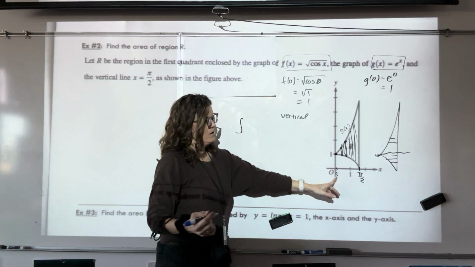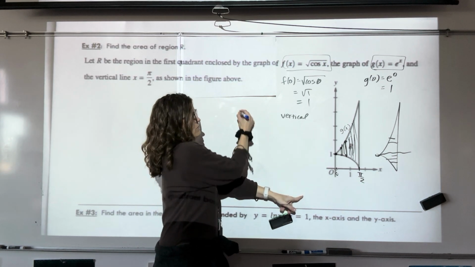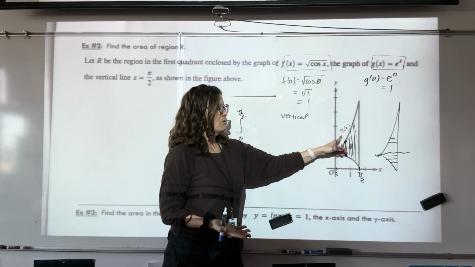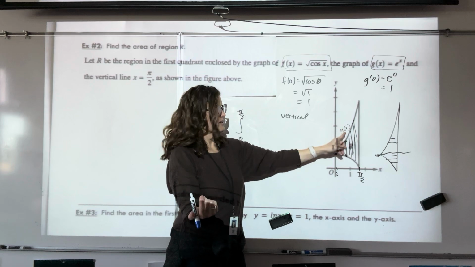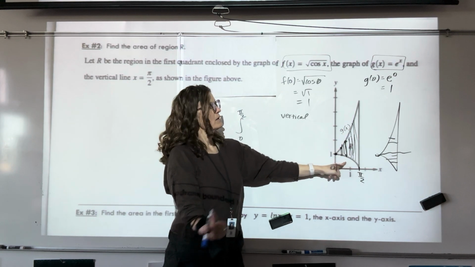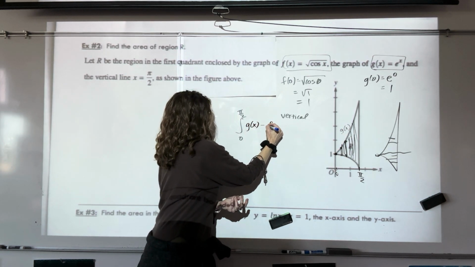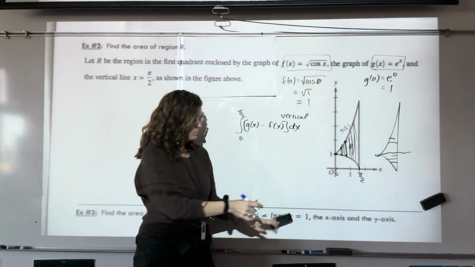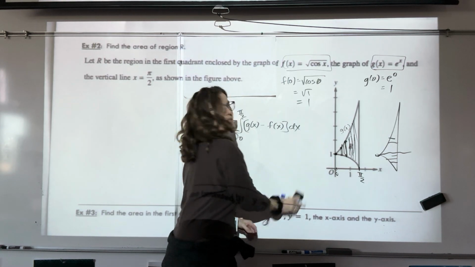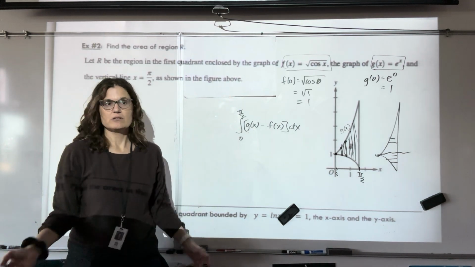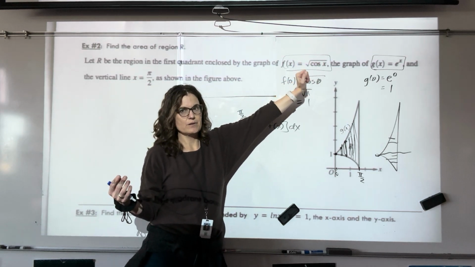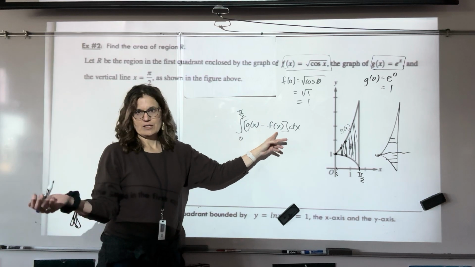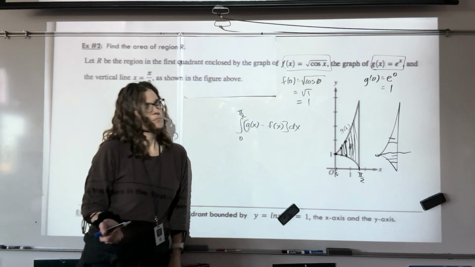I would integrate from 0 to pi over 2, and then the top curve minus the bottom curve. Because they named them, I'm just going to say g of x minus f of x, dx. You can write the functions in if you'd like, but no need to. From there, you can type it into your calculator. This is one you have to use your calculator on, because you can't antiderive the square root of cosine by hand. So type in math 9, integrating from 0 to pi over 2 of y1 minus y2, or the actual curves.